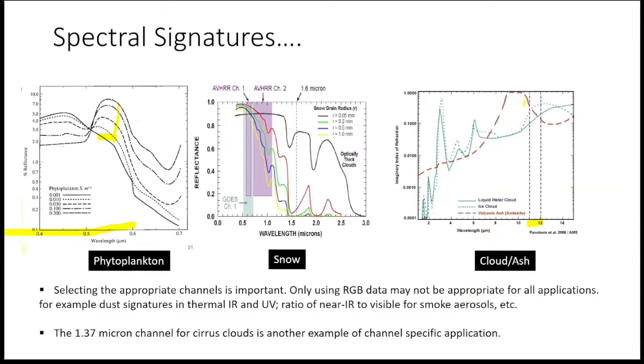If you take a look at volcanic ash, the imaginary index actually decreases between the 11 to 12 micron bands, whereas the ice cloud and liquid water cloud have different spectral signatures. So if you know these spectral signatures, if you use the right bands, then you'll be able to separate volcanic ash from other features. So selecting the appropriate channels is going to be absolutely important. Therefore, only using RGB data may not be appropriate for all applications, especially for something like dust. It's not a good idea just to use the RGB data to separate dust from other features, because most of the signal comes from the infrared part of the spectrum.